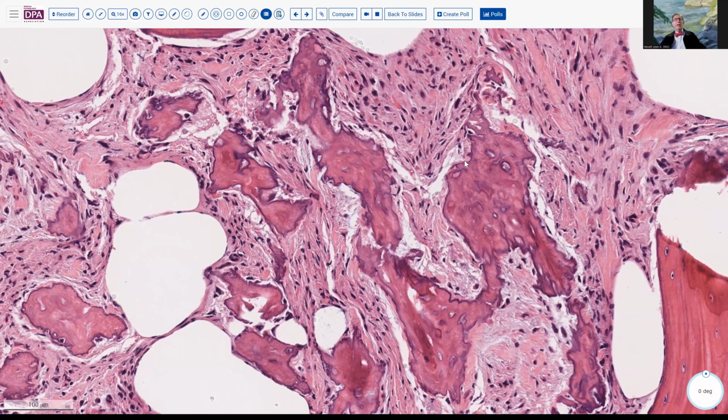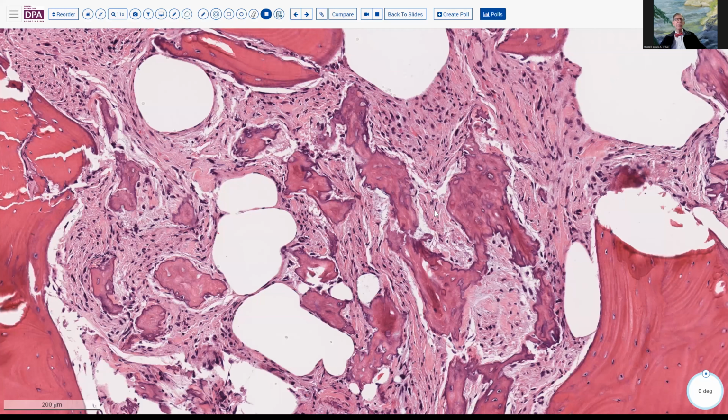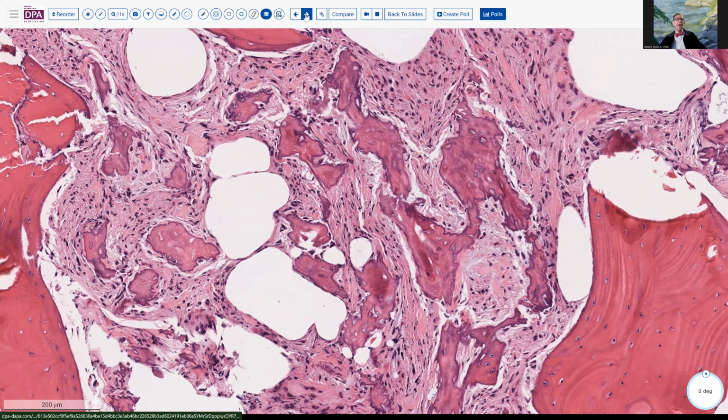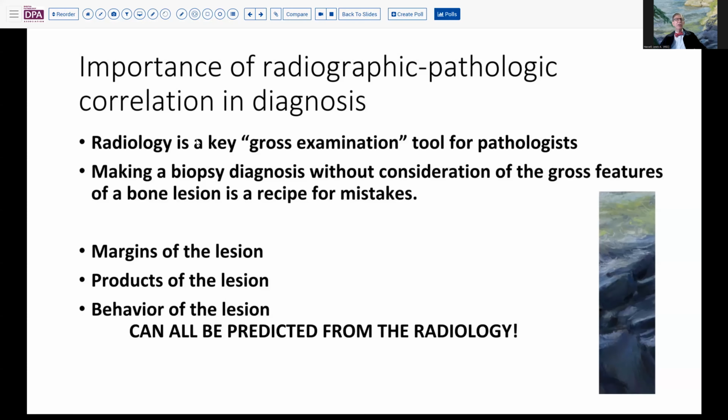And this is where it's especially important for the pathologist to be a diagnostic colleague with the radiologist. So a specimen like this really shouldn't be interpreted in the absence of the radiologic findings. The reason for this is that radiology is really the gross examination tool that you as a pathologist can use.